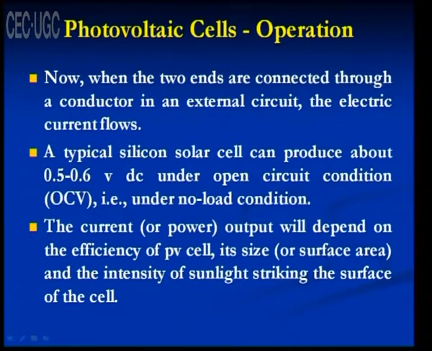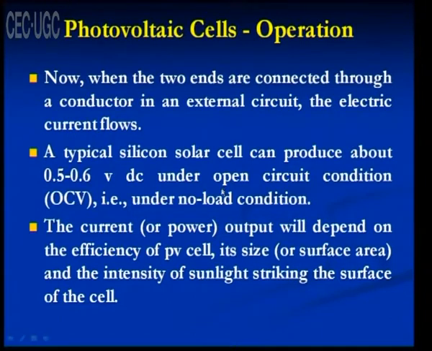A typical silicon solar cell can produce about 0.5 to 0.6 volts direct current under open circuit condition. This is called the OCV or OCP condition, that is, under no load condition. That means when the current is not being drawn, the maximum potential achieved could be equal to 0.5 to 0.6 volts in a small silicon based solar cell.